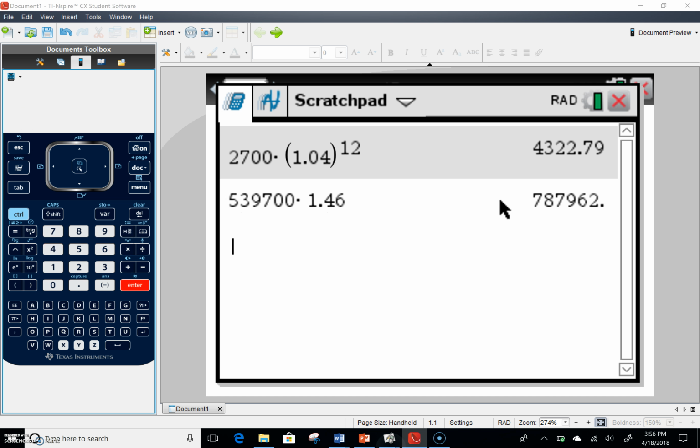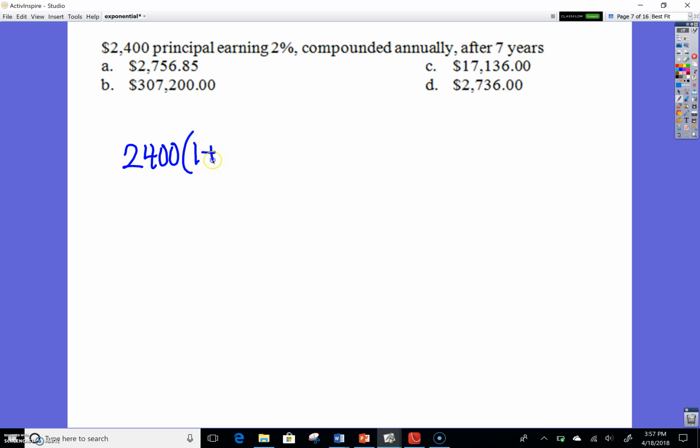Remember, the domain is a set of all real numbers. Which one is true? The range. See, the range goes up, right? So it's y is greater than 0. Okay, 2,400 times 1 plus 0.02. Remember, that's 2 over 100. And if you put it in your calculator, you should get A.